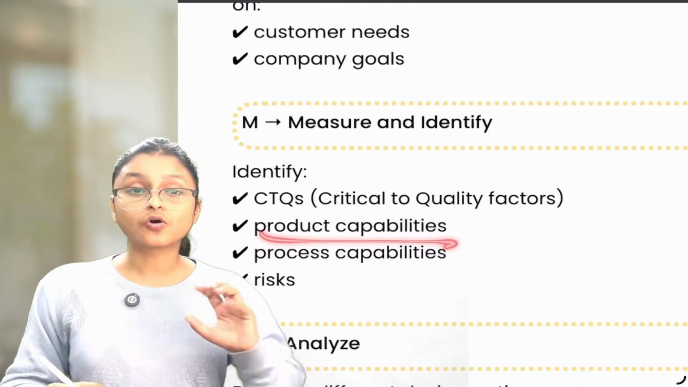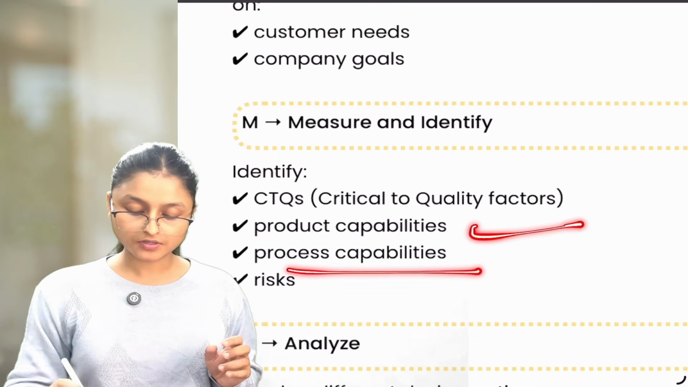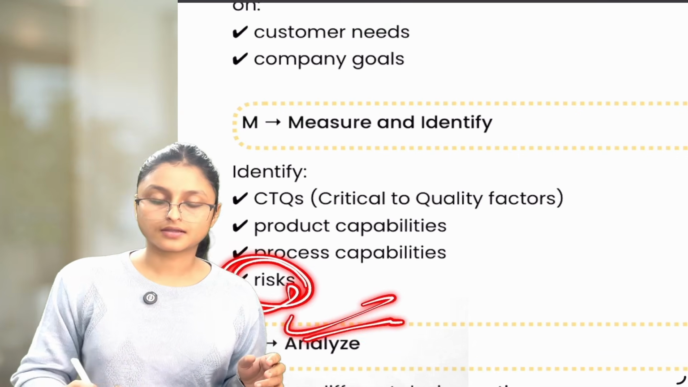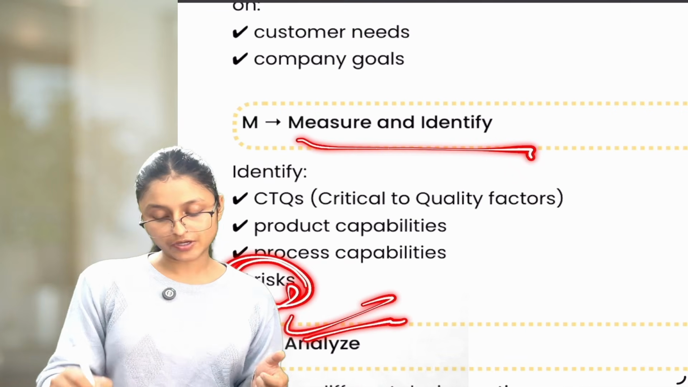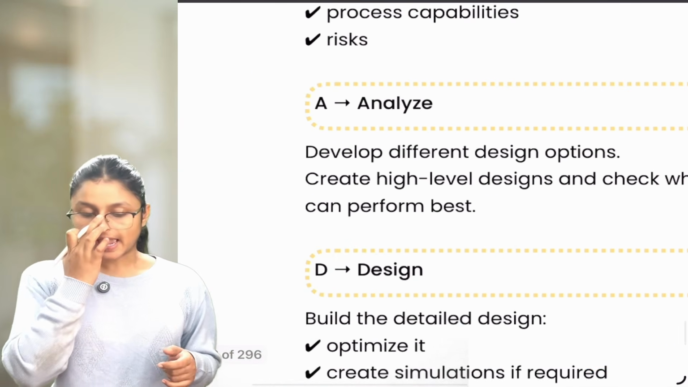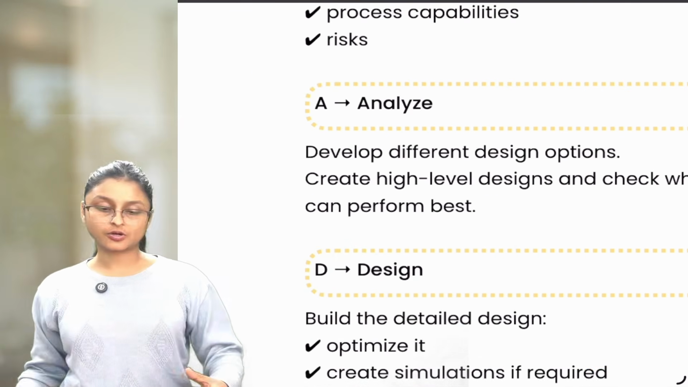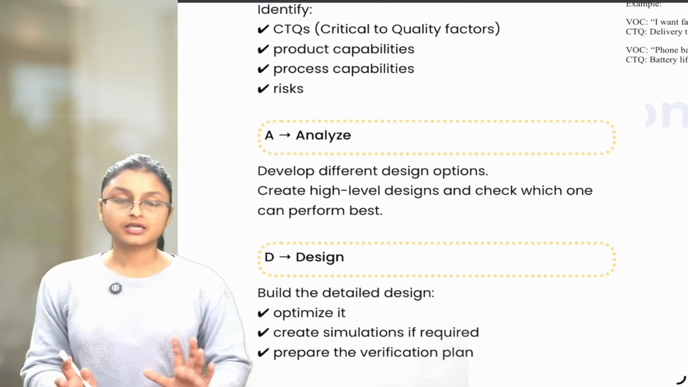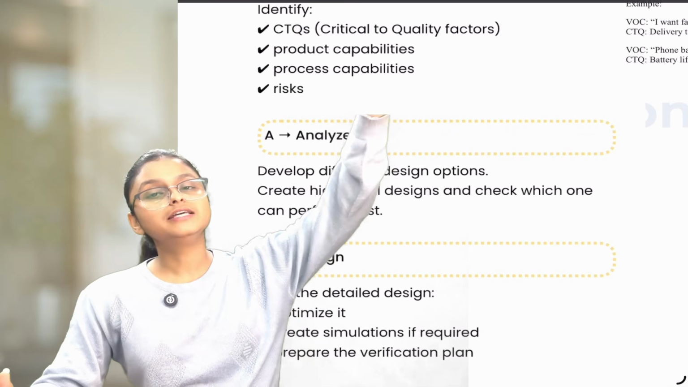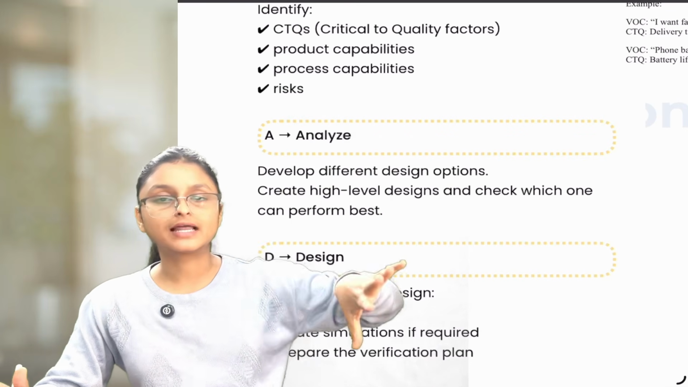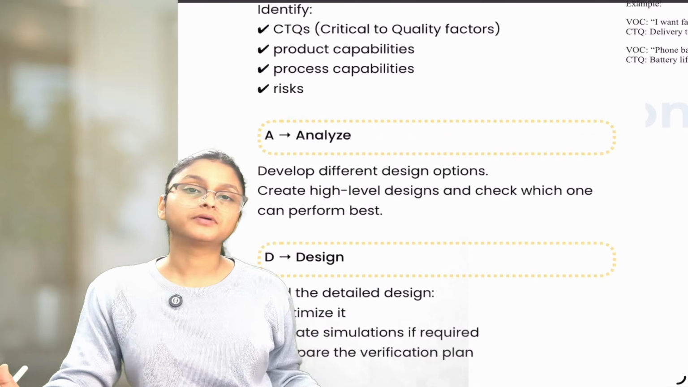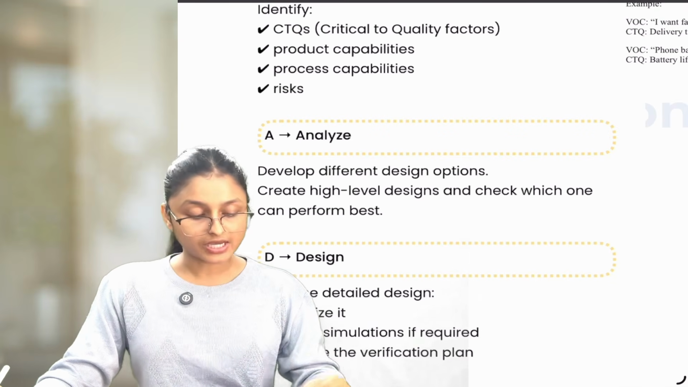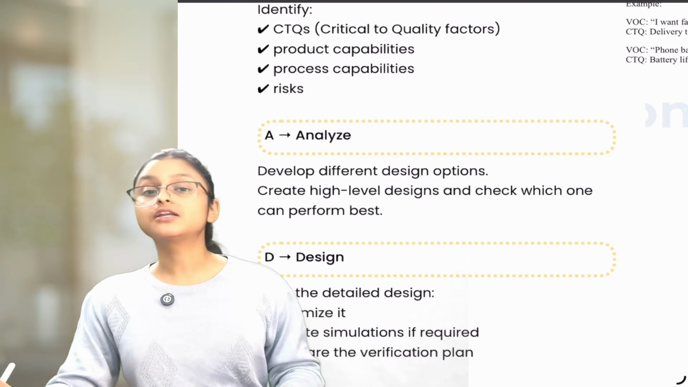We'll find out what all product capabilities we want to achieve, what all process capabilities we want to achieve, and what all risks are there. We'll measure all of them and identify all of them. After this, analyze. Develop different design options, create a high-level design, and check which one is performing best. In our DMAIC also, we were doing analysis, but we were analyzing the problem. But here, we are finding out different designs. We are analyzing different designs so that we can find out the best solution.